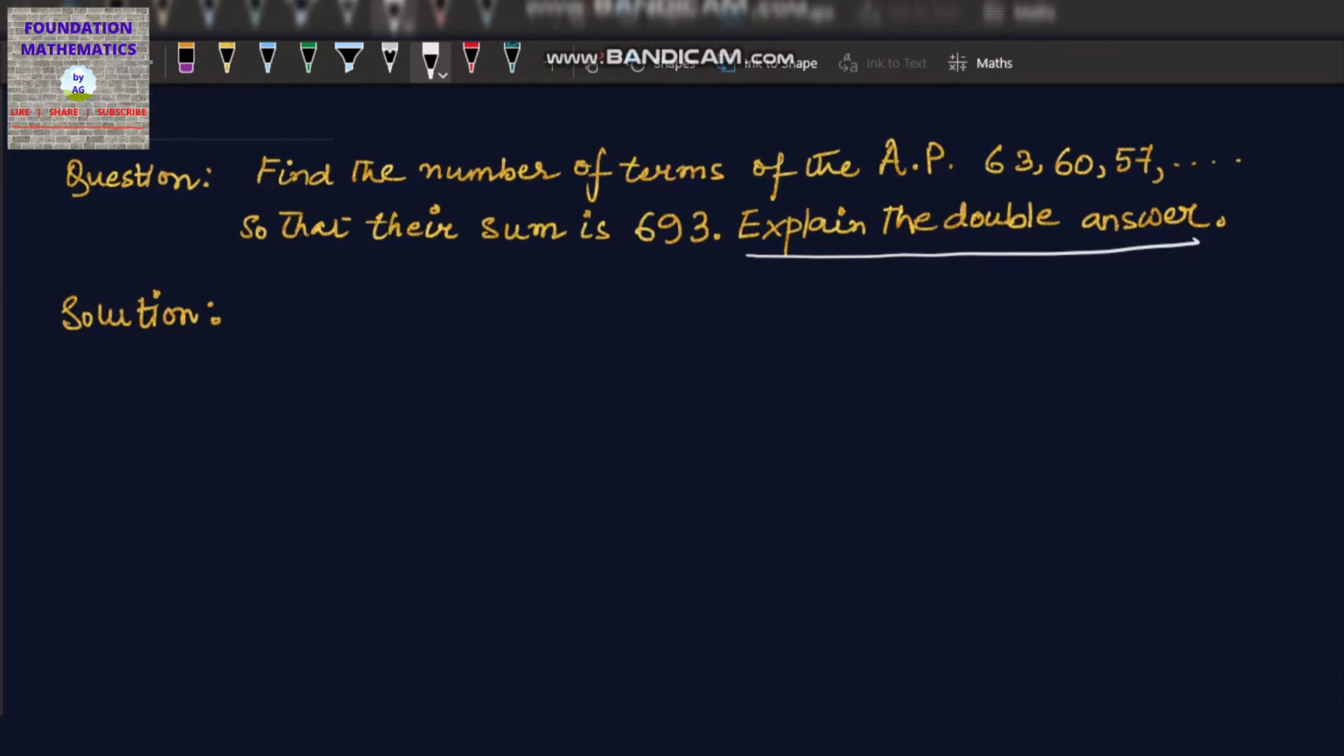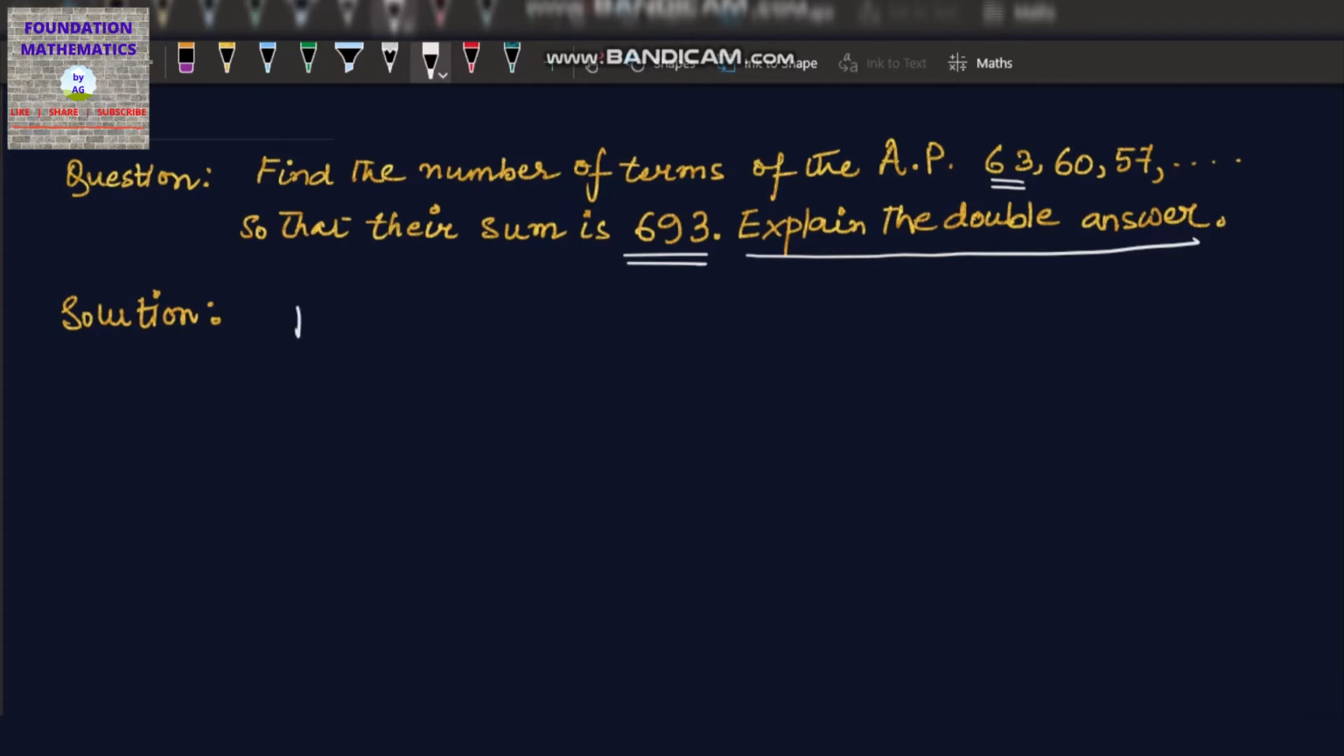We have to find out the number of terms of the AP 63, which starts with 63 and gradually decreases because 60 is less than 63, 57 is less than 60. So you see that it is a decreasing sequence, and we have to find out the number of terms such that the sum of those terms is given to be 693.